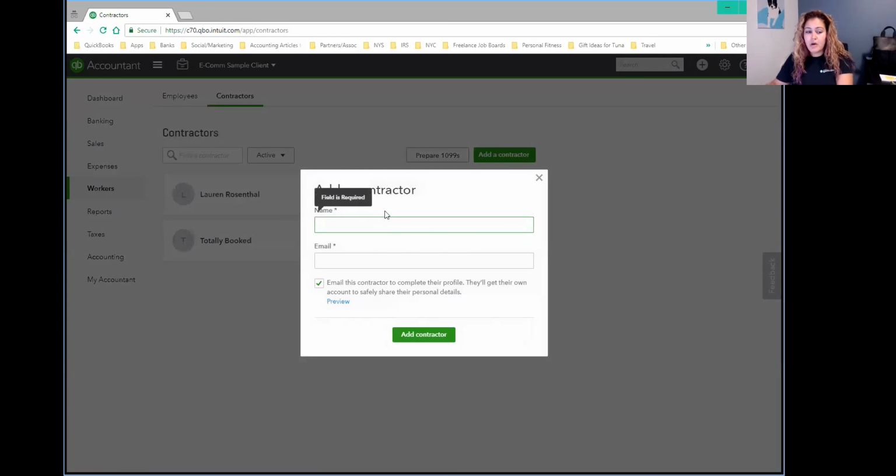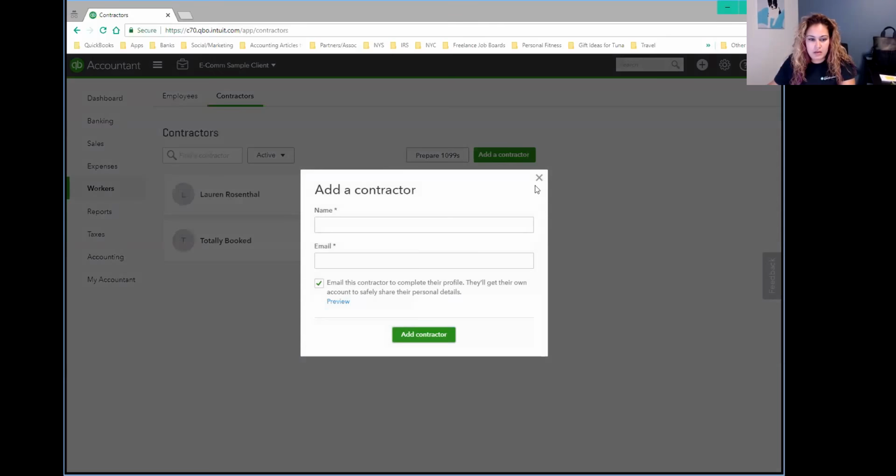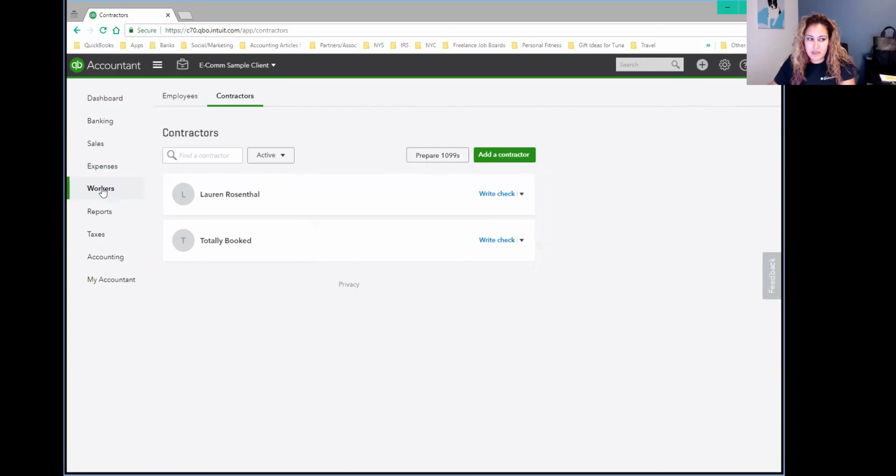And what you can do from here, when you click add contractor, is send a form to the contractor to fill out with their 1099 information. So all you need is their name and their email address, and you can send them this form and it'll say, give us your social security number, your address, all of your information, and that'll come right back in here. So when you're ready to click the prepare 1099 button, it'll do it for you, which is actually a really nice feature. What else is in here? That's pretty much it. Contractors, workers, fairly simple.